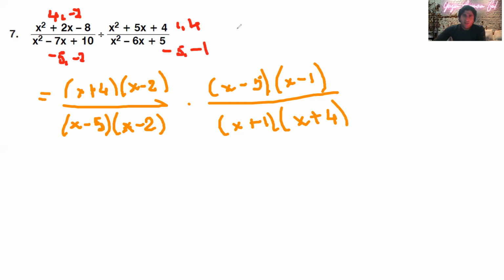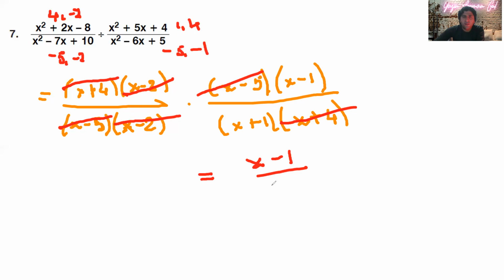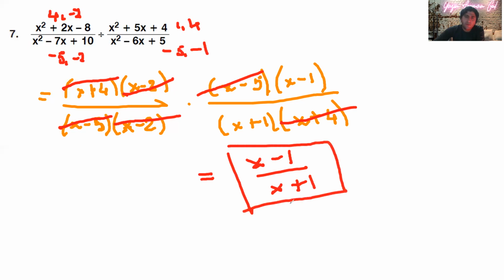Once I do this, I'm going to look and try to see what I can cancel out. I see there's an x minus 2 here and x minus 2, x minus 5 and x minus 5, x plus 4 and x plus 4. What is left? On the top I have x minus 1 left. On the bottom, what is left? X plus 1. And this is going to be the answer.